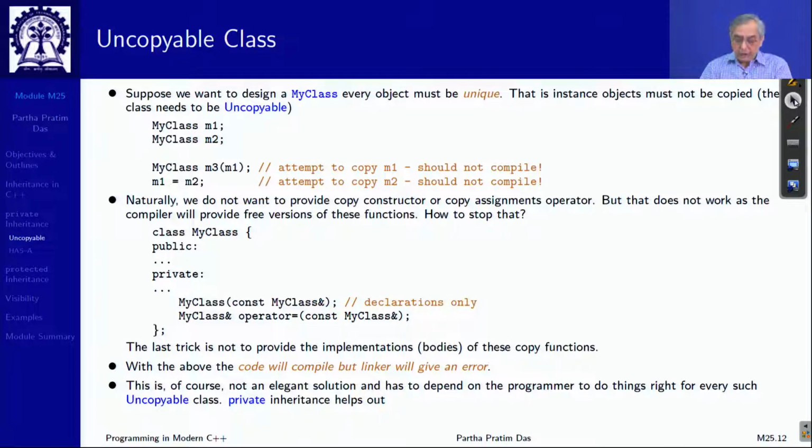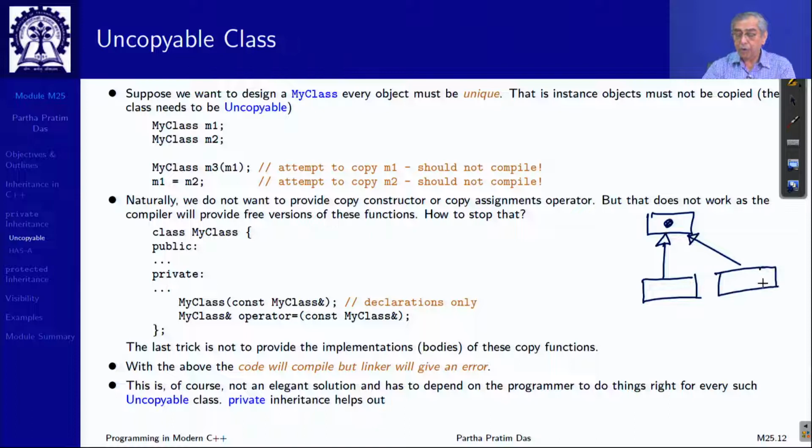So, the idea that we want is, could I have a base class so that any object, any class that I want to have uniqueness, will simply inherit from that.